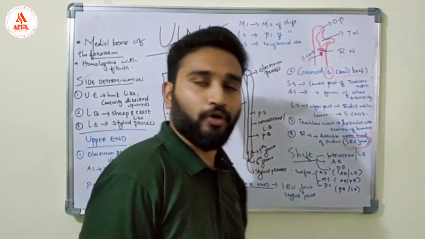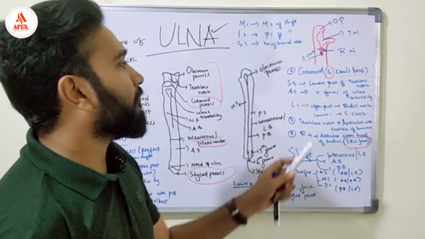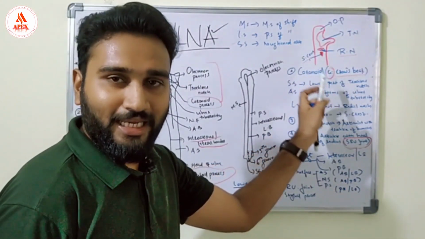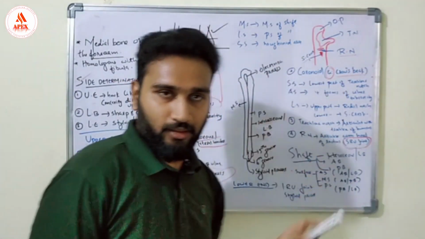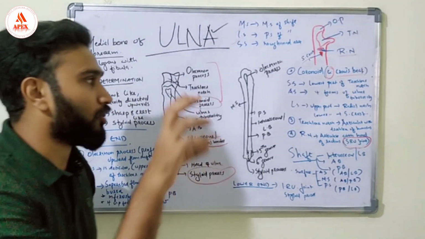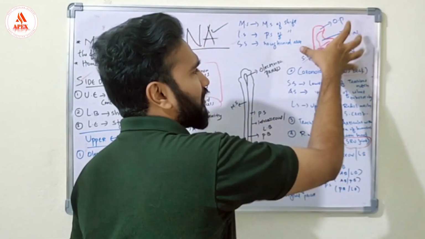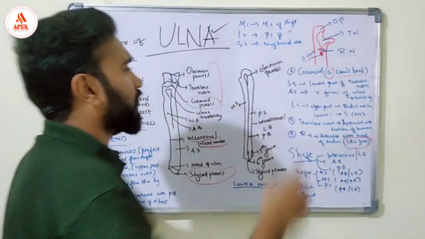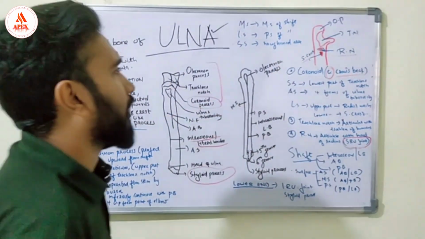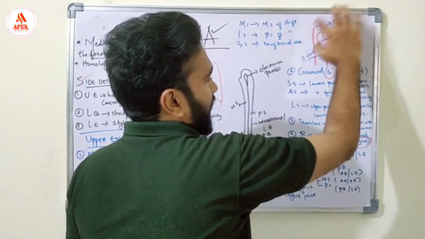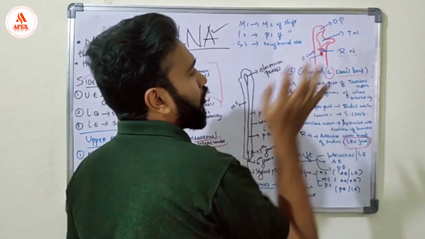Now we are moving to the coronoid process. Coronoid is derived from a Greek word meaning crow's beak. Just go through this picture also. It is representing the upper end. This one is the olecranon process that we completed. Now we are discussing the coronoid process.